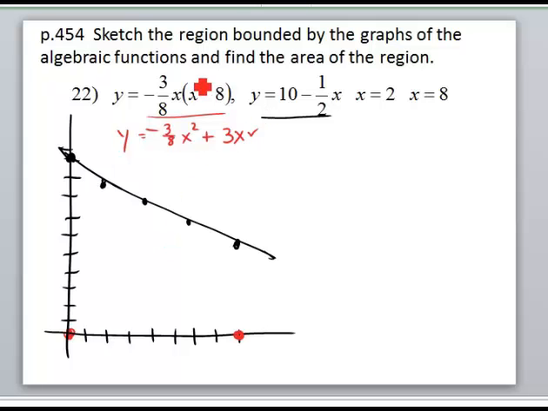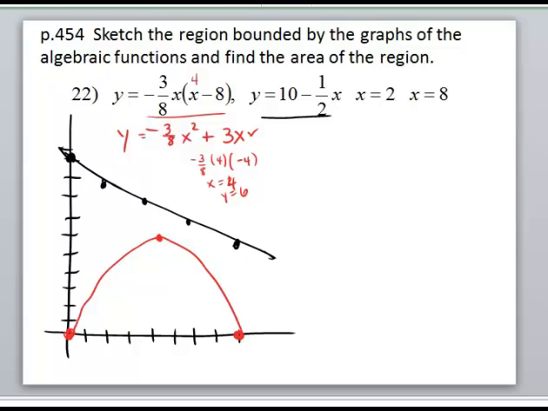So what I'm going to do is plug in 4 here. So I've got negative 3/8 times 4 times, this would be 4 minus 8, which would be negative 4. That's negative 16 divided by 8 is negative 2 times negative 3 is a 6. So when x is 4, y is 6. So I'm going to go ahead and put a dot here, create my parabola.